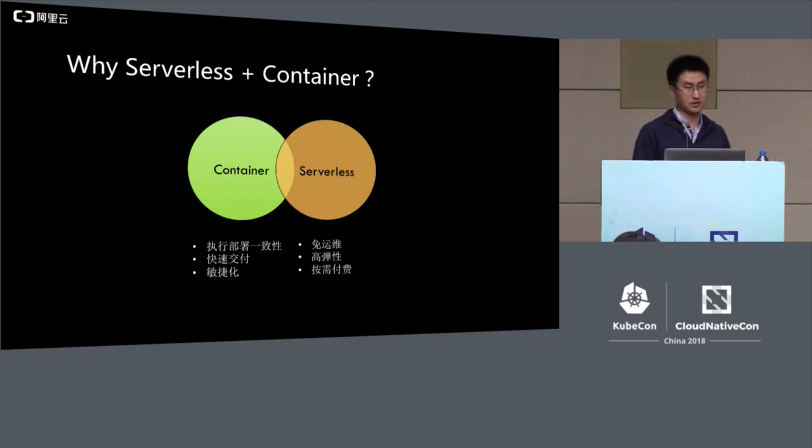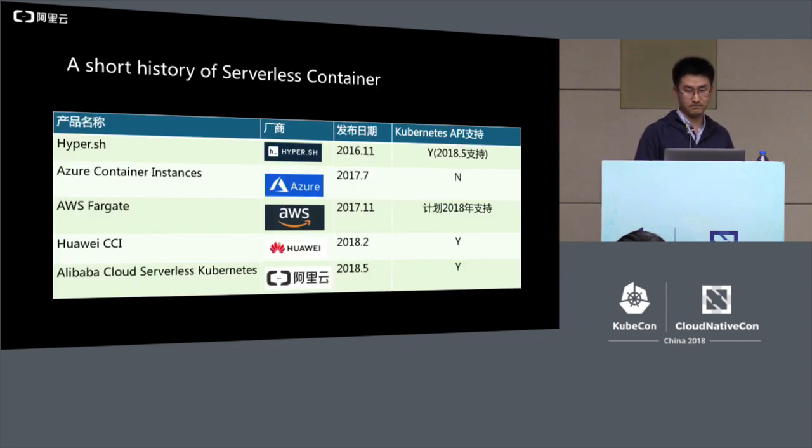Why do we need to combine serverless and containers? Because they have different features. For example, container has consistent deployment and execution. It has fast delivery and agility. For serverless, the users do not need to be concerned about servers, so they don't have to consider the maintenance and operation anymore. Serverless plus container for IT DevOps or maintenance is actually a very new innovation and trial.